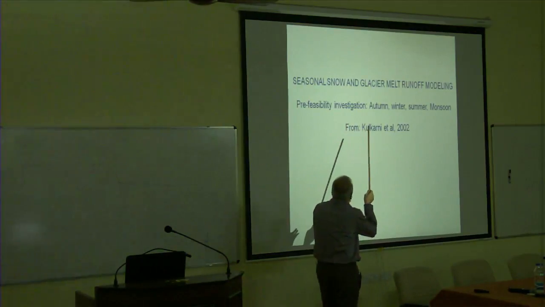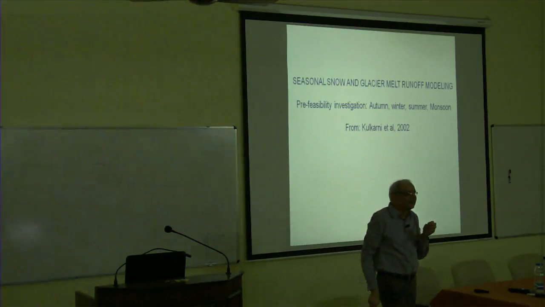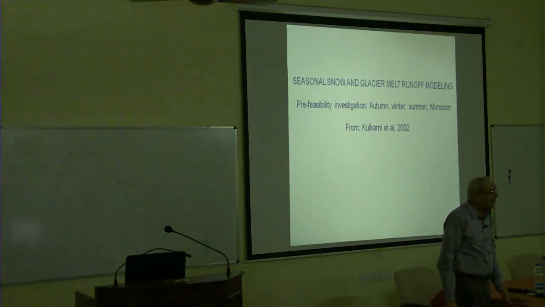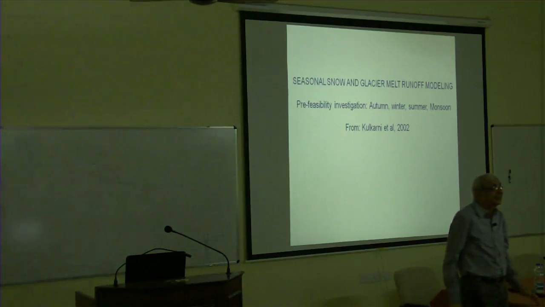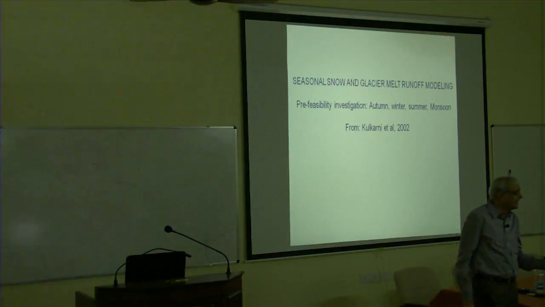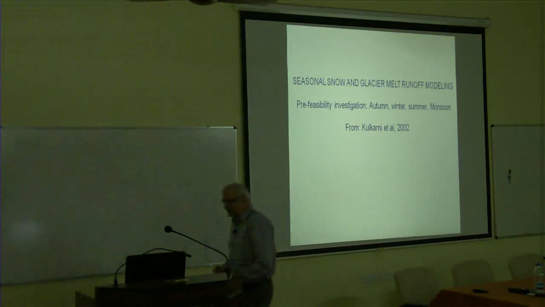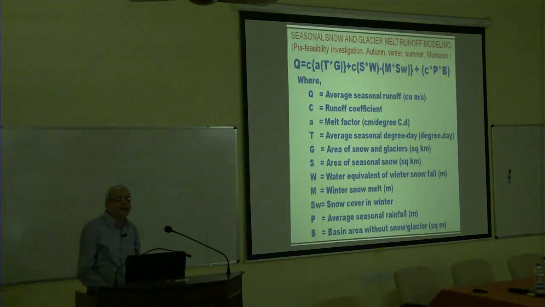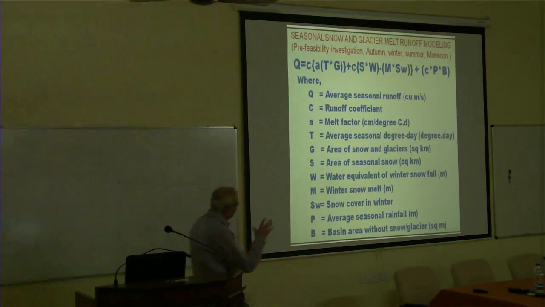So the key question is converted to winter, summer, and monsoon. But what is this winter, summer, and monsoon? How do you know when winter starts, when winter ends? When summer starts, when summer ends? What are the scientific principles on which we will say this? Because you can't arbitrarily decide that this is the winter, this is the summer. So we will just look at this.